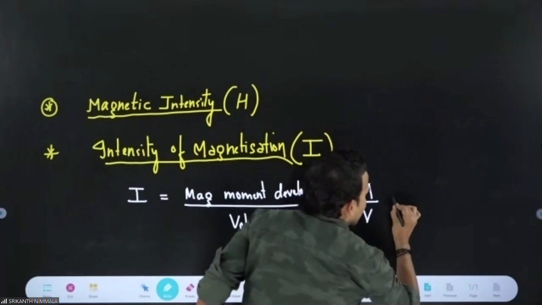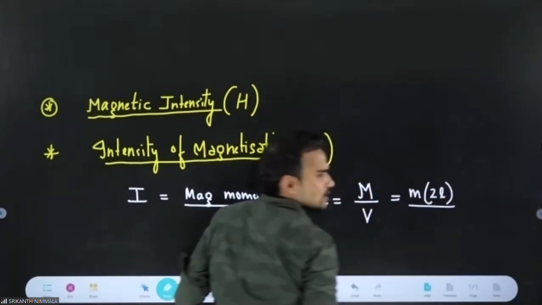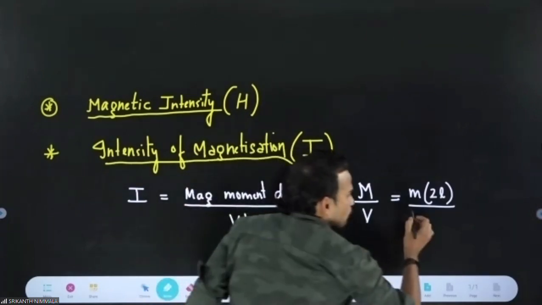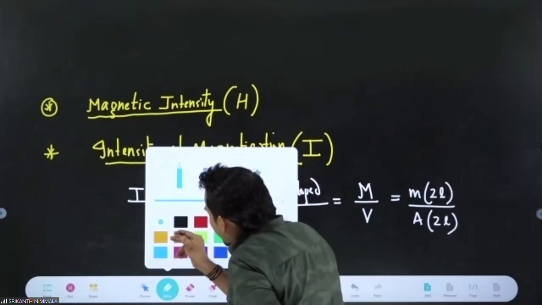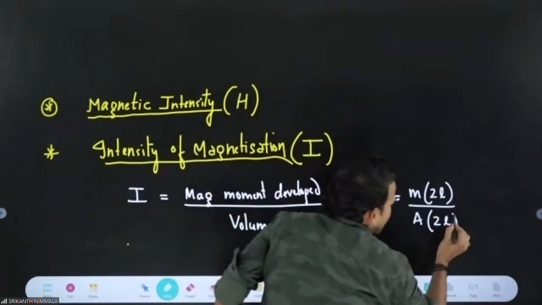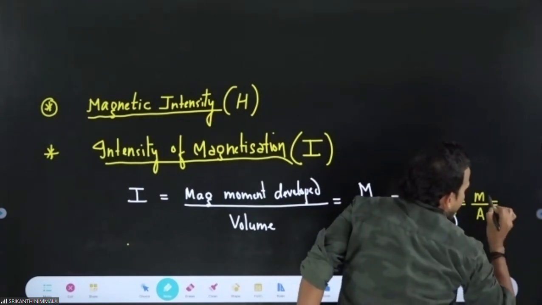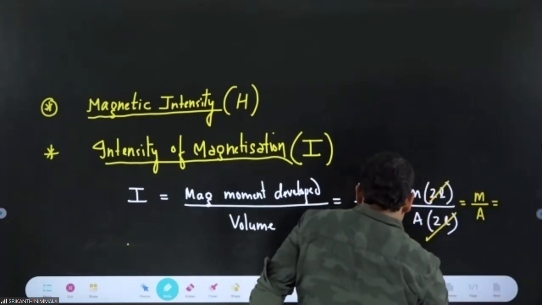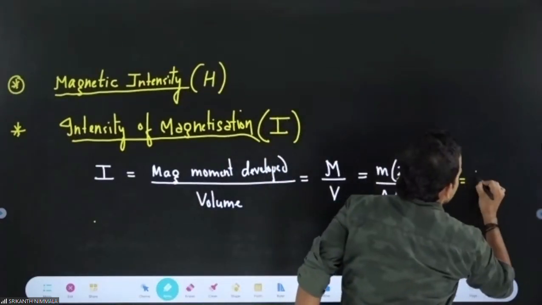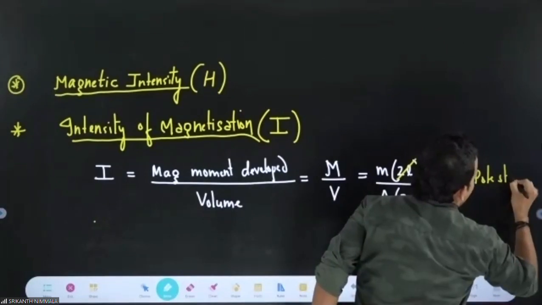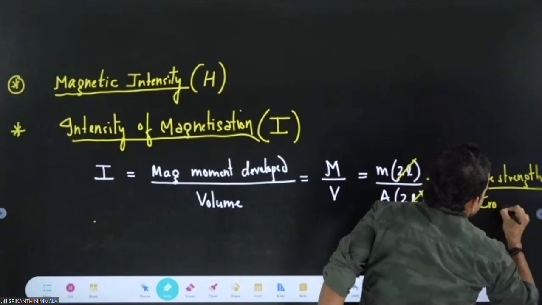Or if you want, you can write this magnetic moment as M into 12. You have studied about this magnetic moment, M into 12, and volume you can write as area into length. So from here you can cancel 12, and this will become M by A. M means pole strength, so pole strength upon area. Area means which area? We talk about cross sectional area. First you write this.